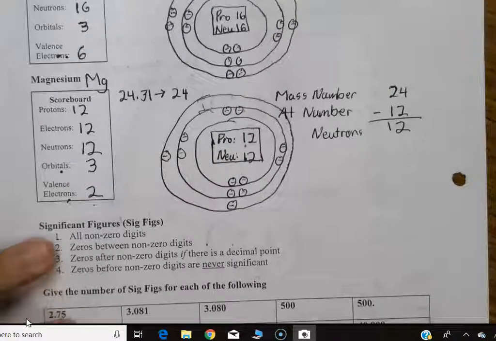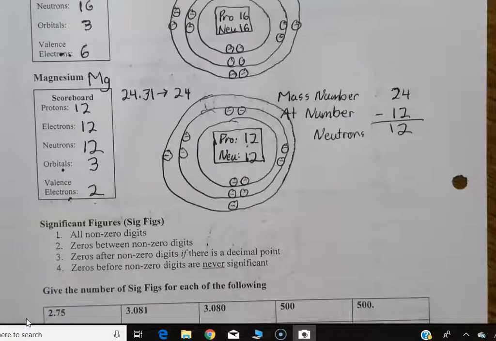Okay, so that takes care of that again. Since you know that you have 3 orbitals, the first 2 have to be filled, so you can just fill those in quickly. 2 and then 8, and then you place the valence electrons properly in the 3rd orbital.